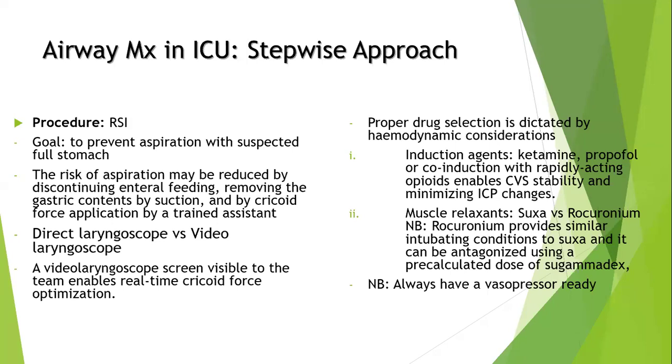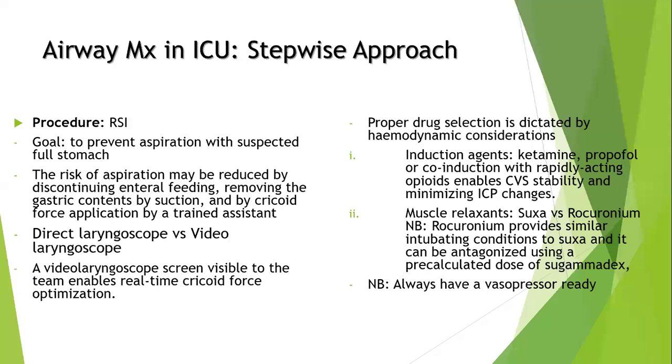All right. So the second procedure, remember that every patient in ICU should be taken as a fasted patient. So you want to do rapid sequence induction, and the goal is to prevent aspiration. But there are ways to reduce the risk of aspiration. You want to temporarily discontinue enteral feeding, suction your NG tube, and apply cricoid pressure, the Sellick maneuver, by a trained assistant.